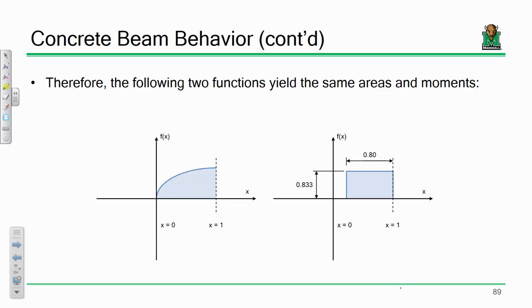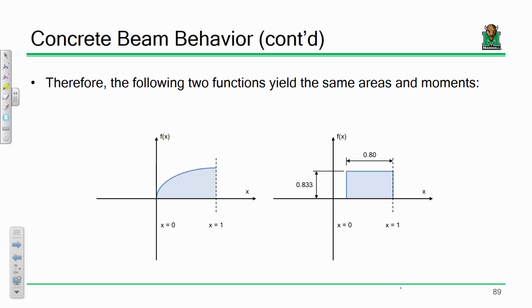So in other words, I want you to look at that picture for a little while, make sure that makes sense. I propose that what you're looking at there on the slide are two figures that both have the same area under the curve and both have the same moment arm, so both have the same moment from the x-axis. Does that make sense? Any questions on that?